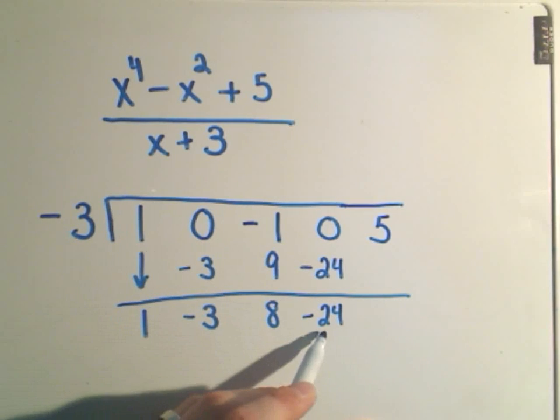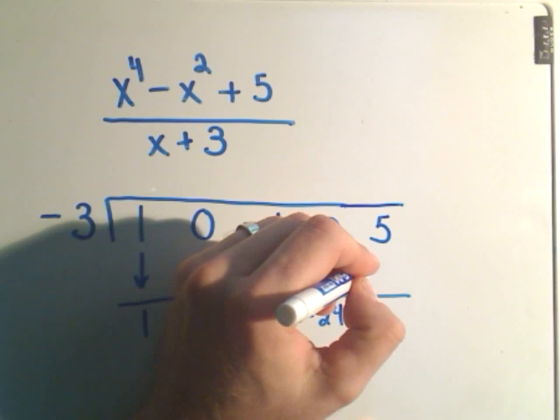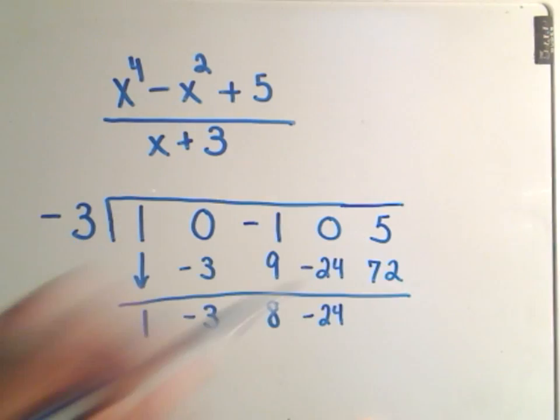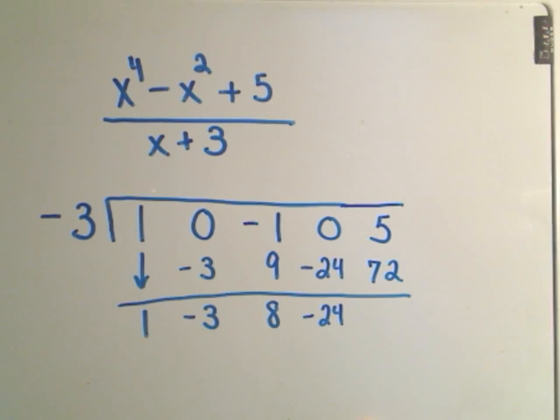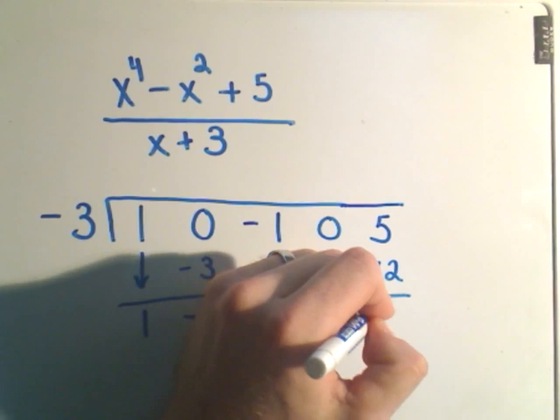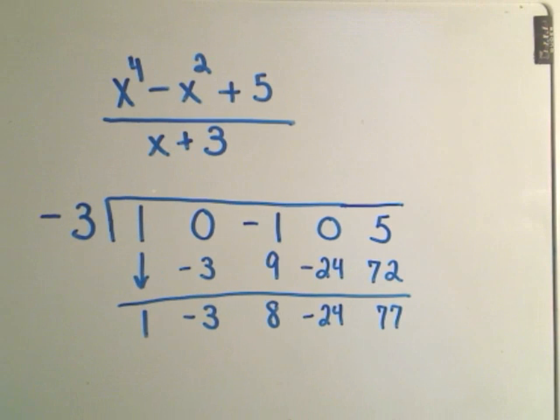I'll take negative 3 times negative 24, that's going to be positive 72. And if I add these numbers together, 5 and 72 will give me 77. And again, this is going to be my remainder.